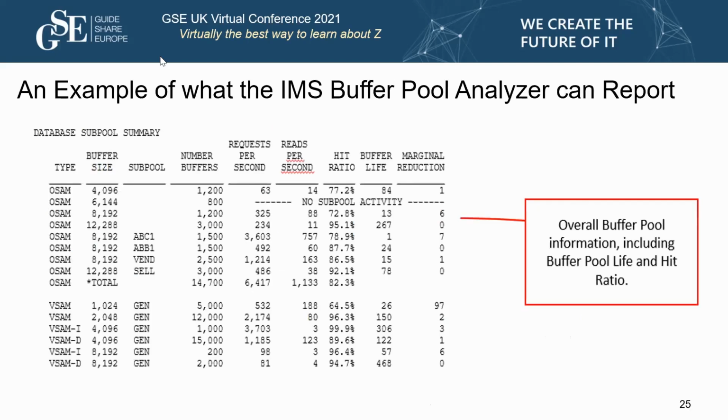This report is a little broader picture, giving you some summary information for all your buffer pools in a single report. Overall buffer pool information, including buffer life and hit ratio. Remember, you want those hit ratios to be somewhere in the 90s. And if they're not, then you probably have a tuning opportunity, and you may want to start looking at the detailed reports for that particular subpool.